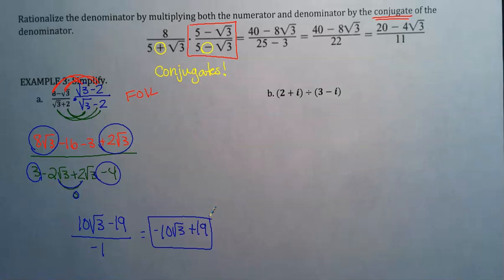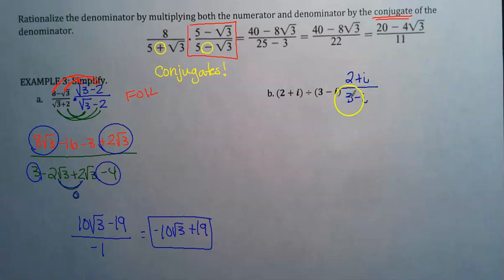So there is our multiplying by conjugates. We FOIL, and then we simplify our answer. We're going to do the same thing when we have imaginary numbers. Again, we have division, so we can set it up as a division problem. 2 plus I divided by 3 minus I.